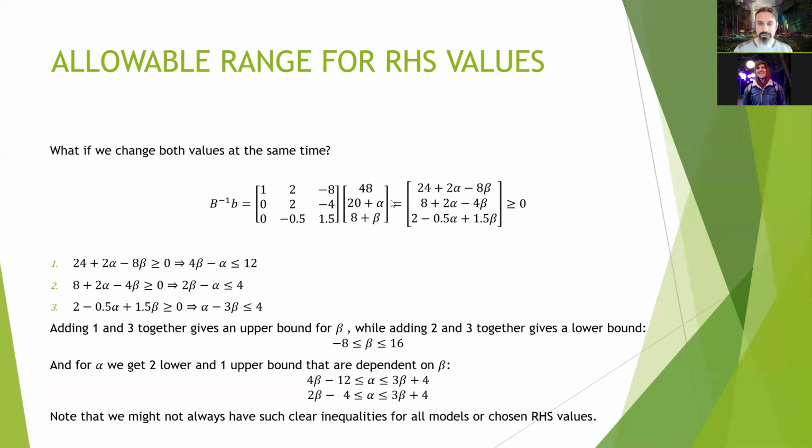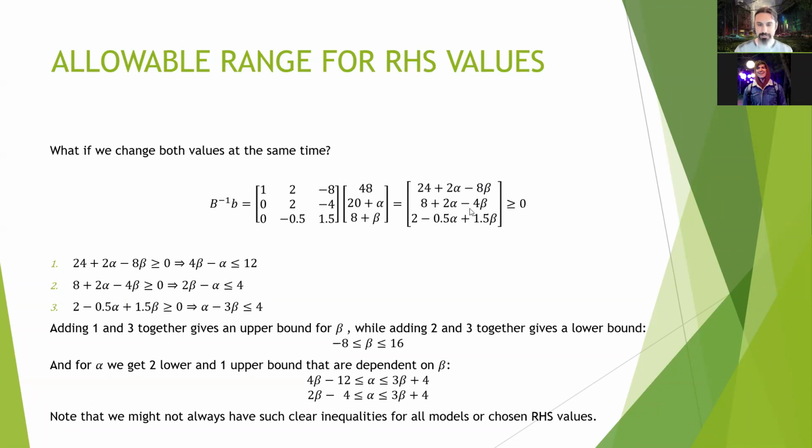If you make the calculations, you will get 3, as I said, equations, or not equations but inequalities, because they have to be greater than or equal to 0. So to be able to hold all these three, we have to find how alpha and beta can be chosen. As you can see, for the first one, I can just divide it by 2, and I can write this one: 4 beta minus alpha is less than 12.